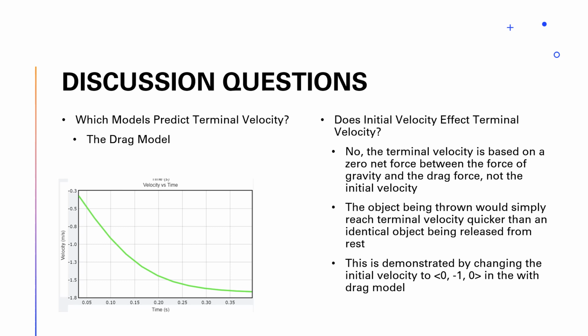If you were to throw it down, then that object would simply reach terminal velocity quicker than that same object being released from rest. And you can verify this by changing the initial velocity in the model code to 0, -1, 0, and you can graph that and see that the results are the same.